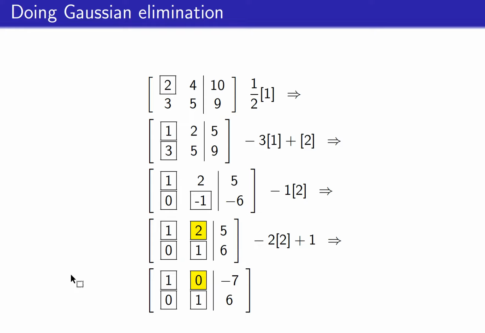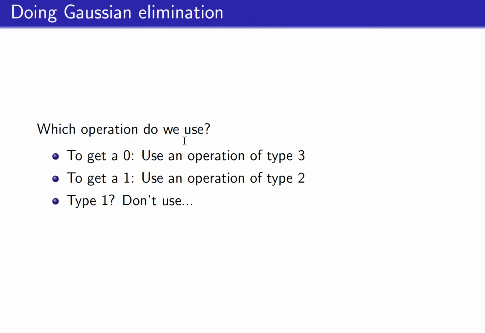All right. The next question I'd like to address is which type of operation should we use? For instance, here I use an operation of type 2. Here I use an operation of type 3. Here's the rule. Whenever you want to get a 0, use an operation of type 3. Whenever you want to get a 1, use an operation of type 2. So sometimes we want a 1, sometimes we want a 0, and this tells us which operation type we're going to use.